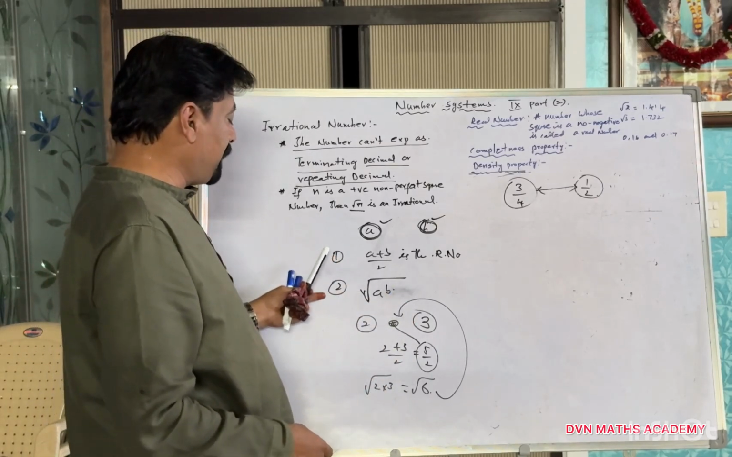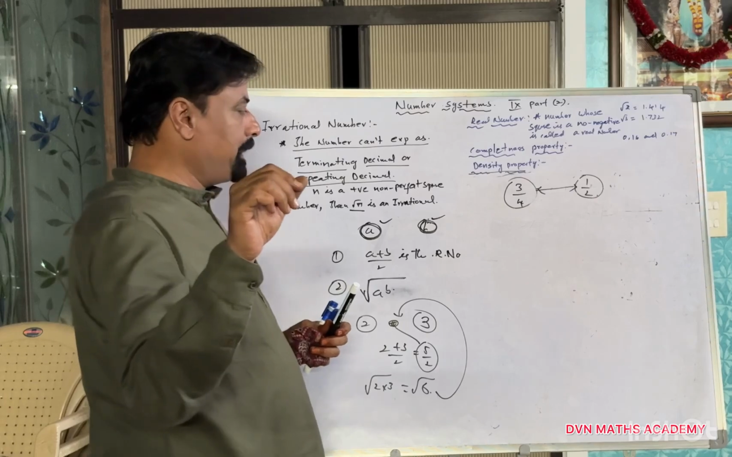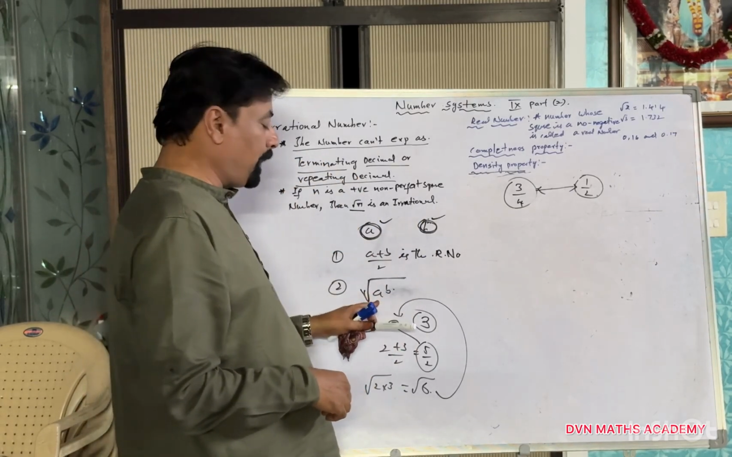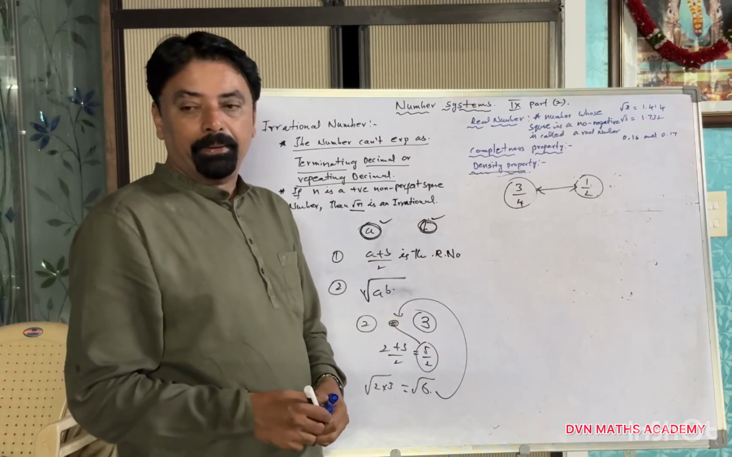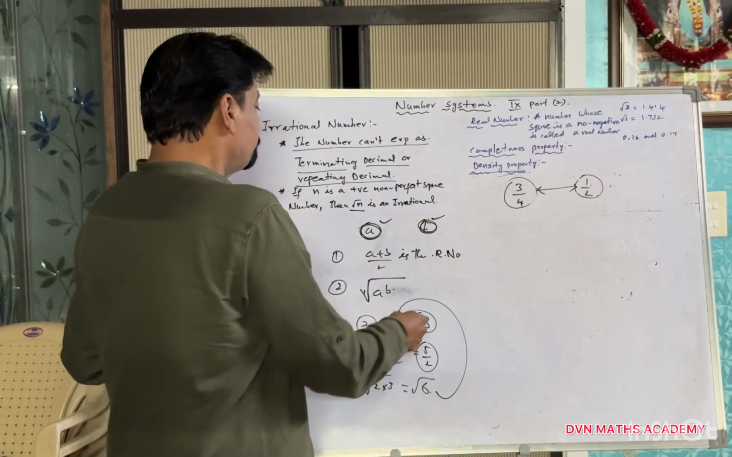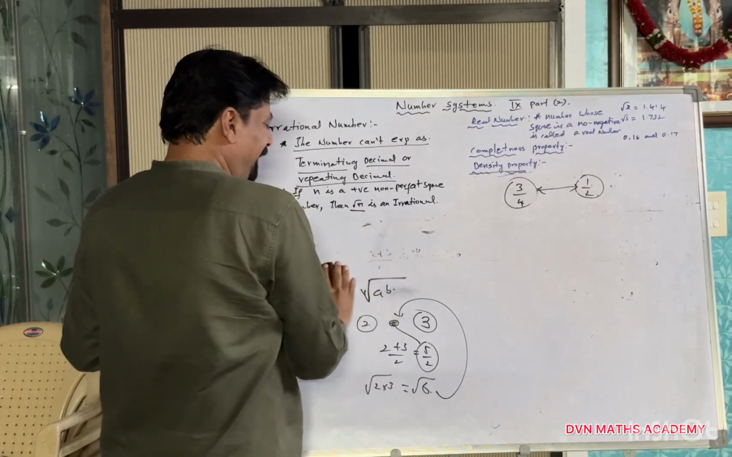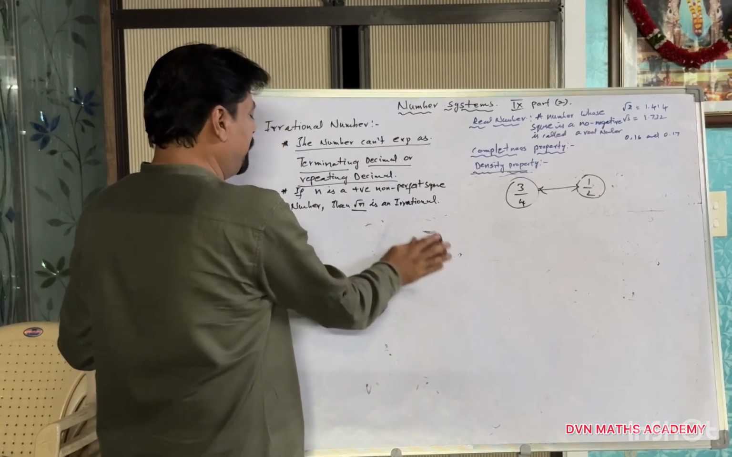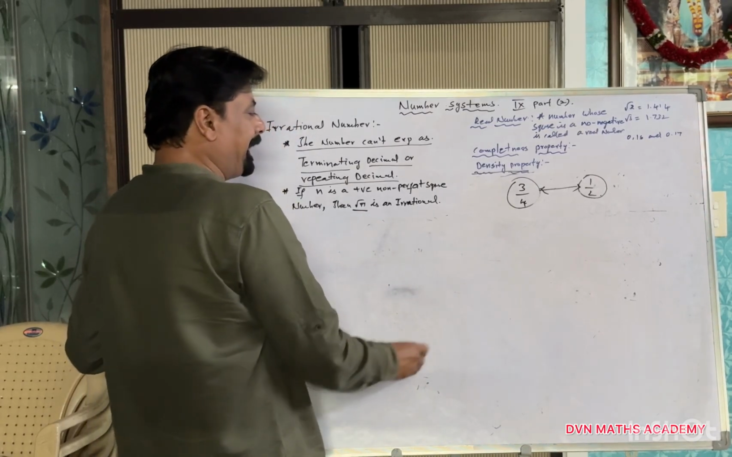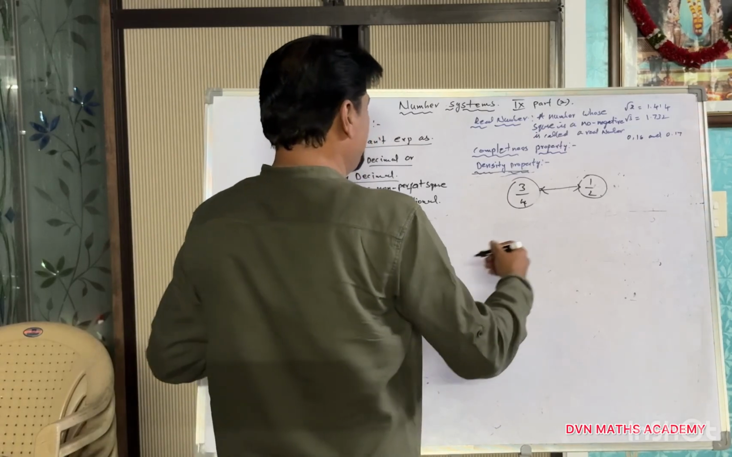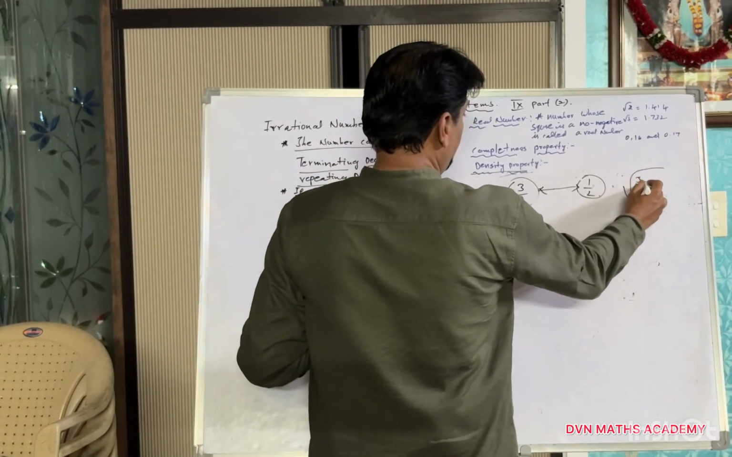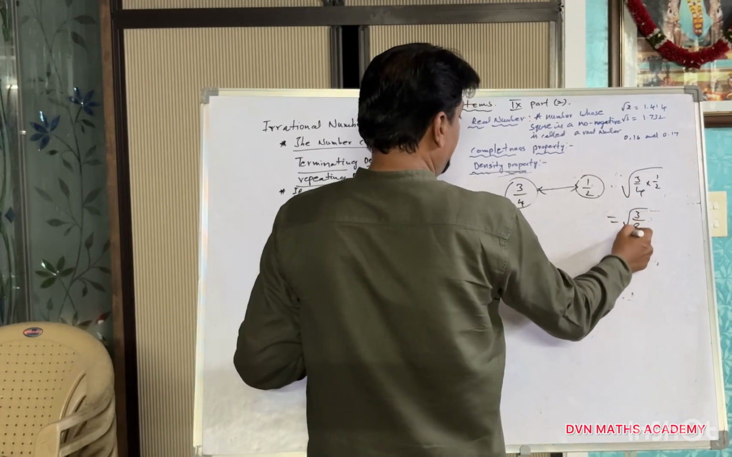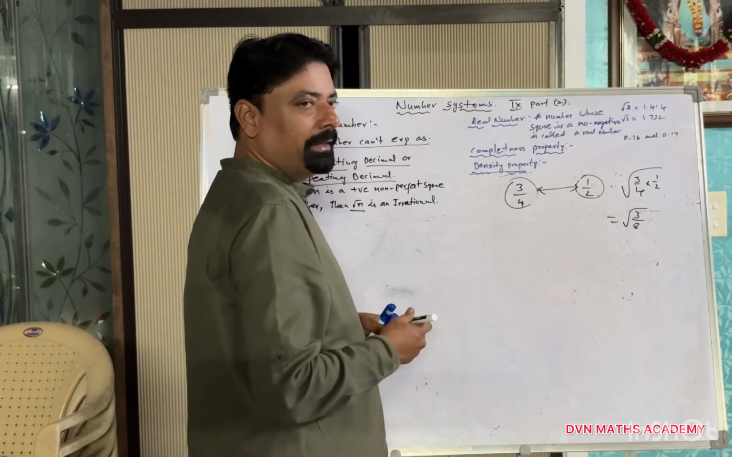So these two formulas are very, very important. Sometimes in exams they will ask what is the irrational number between two given numbers, and you apply this formula, under root of ab. For example, here the irrational number between these two is under root of ab, that is 3 by 4 into 1 by 2. So this will become 3 by 8. 3 by 8 is the irrational number between the given two.